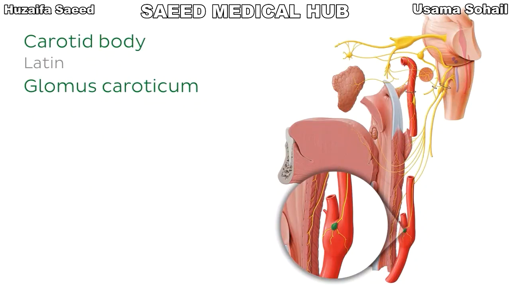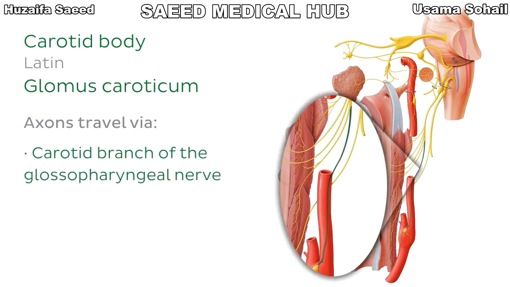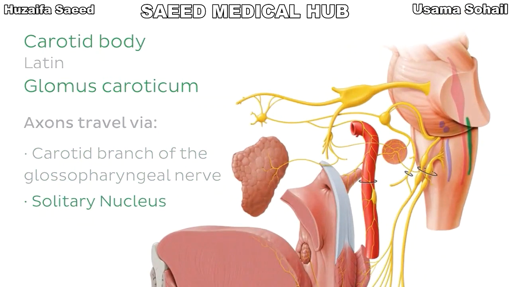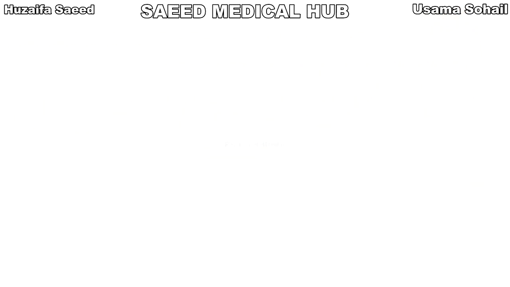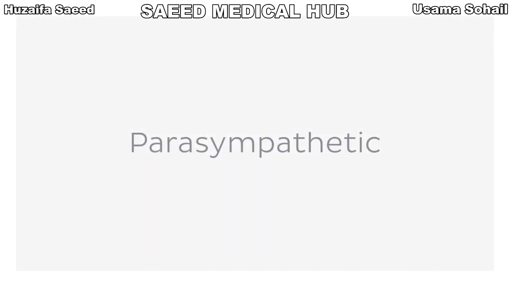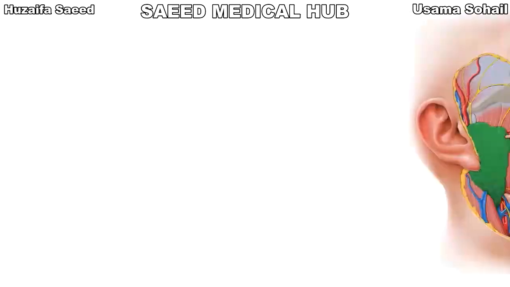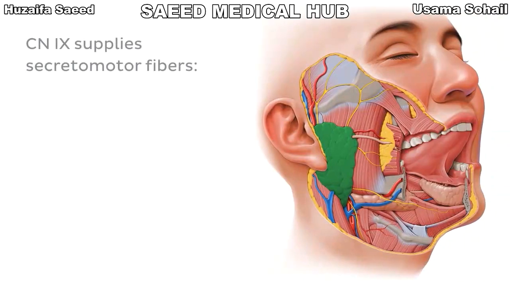Axons from the carotid body and sinus will travel the carotid branch of the glossopharyngeal nerve and synapse in the solitary nucleus. Now let's move on, and next on our functions list we have the parasympathetic function. The parasympathetic function of the glossopharyngeal nerve supplies secretomotor fibers to the parotid gland, which is a very well-known gland. This is one of the major salivary glands located on each side of your face, just anterior and inferior to the ears. The gland is then highlighted here in green on this image.